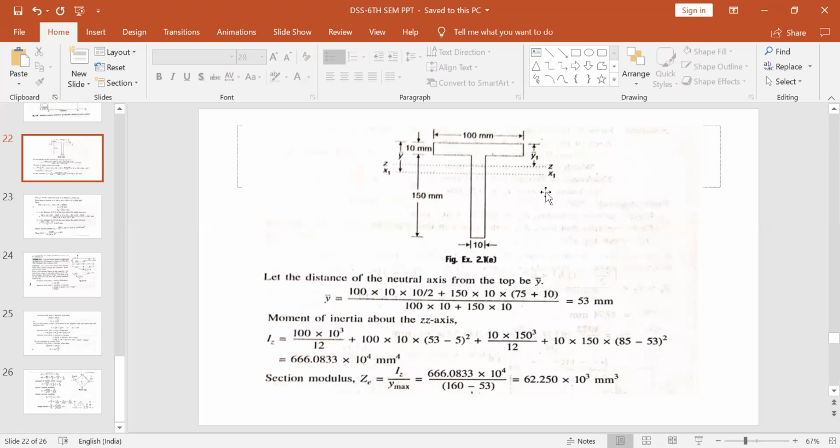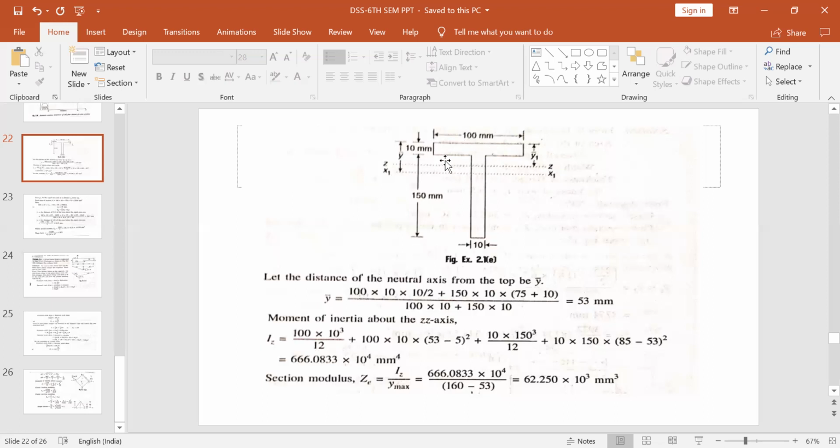Now for the section modulus, what is section modulus? I by y bar. Now you need to find I, the moment of inertia for this T section. Again the moment of inertia will be found about this neutral axis xx1. For the flange portion, the moment of inertia is bd cube by 12, so 100 into 10 cube by 12, plus A into x bar square.